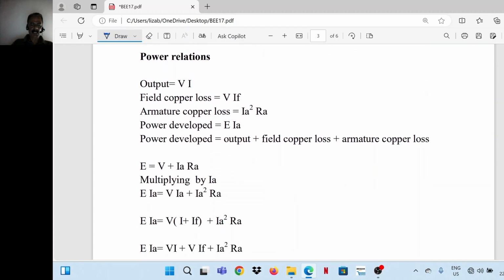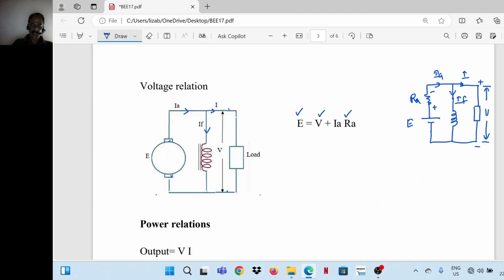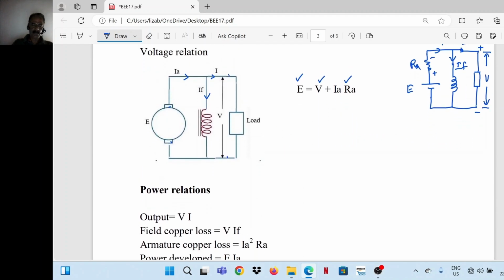Now next is power relation. So output of the generator is VI. Field copper loss is V into IF. Let's take this figure itself. So output, what is the power delivered to the load? It is V into I. That is the output of the generator. V is the voltage across the load and I is the current taken by the load. So the product will give you the power consumed by the load.